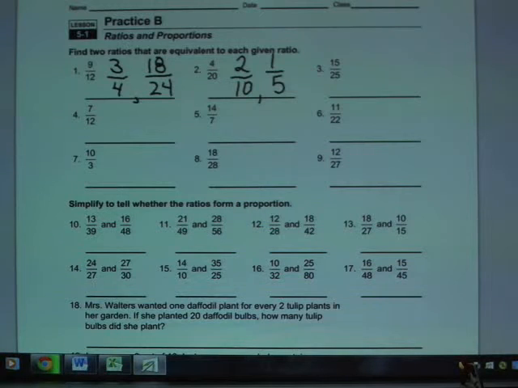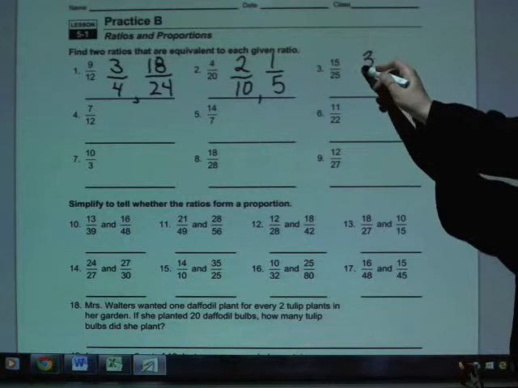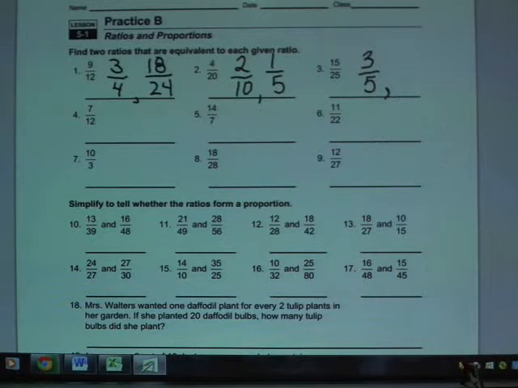Okay? And then in number 3, we'll do the same thing. Let's go ahead and take out a 5 out of this guy, because I see the greatest common factor of 15 and 25 is 5. Well, 15 divided by 5 is going to give me 3, and 25 divided by 5 is going to give me 5. And I can't make anything else smaller, but I can make something bigger.